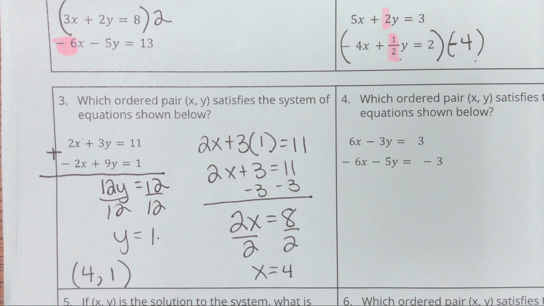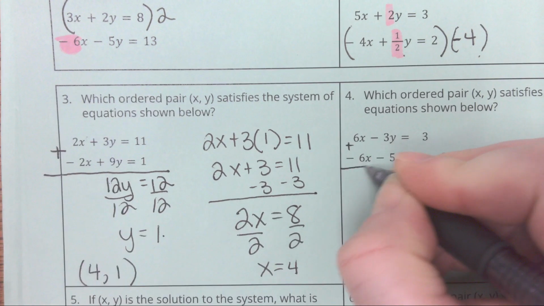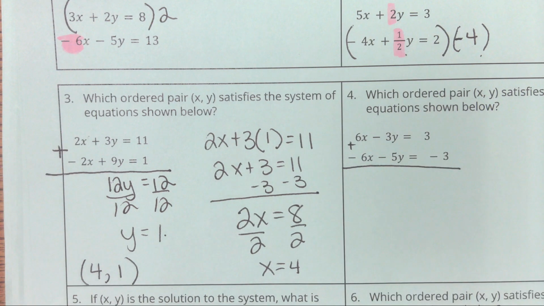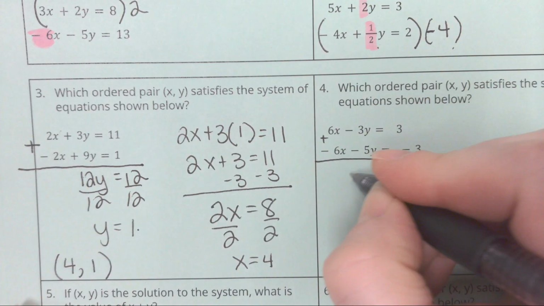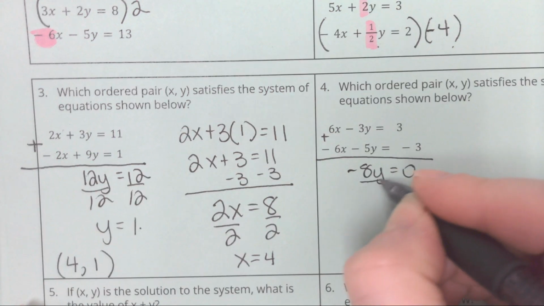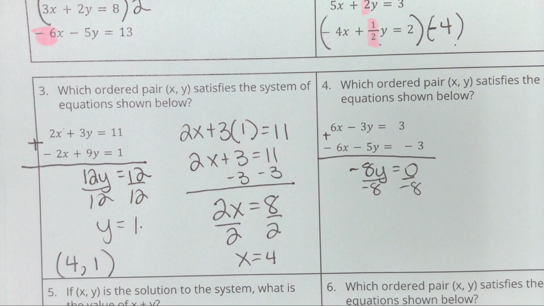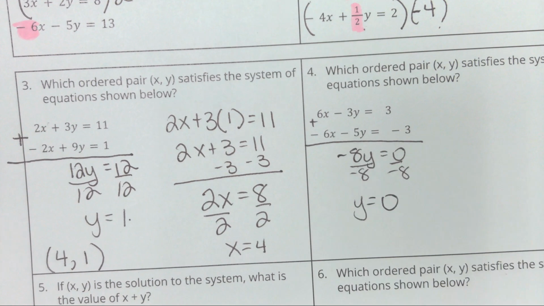Okay. Don't get confused by 0, guys. 0 is a number. So if you add those together, you should get negative 8y equals 0. You can do this if you want, but if you have a product of things and they equal 0, that just means the other number has to be 0. Some of you got that.